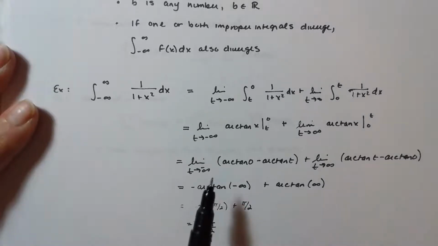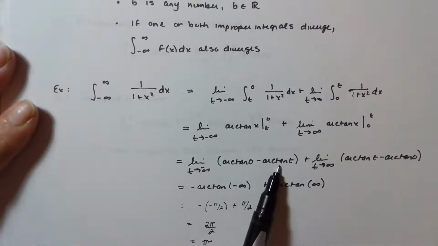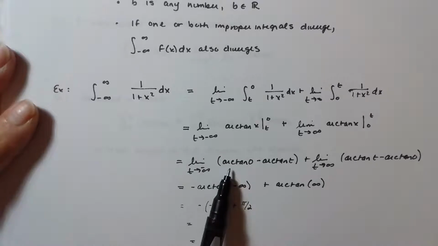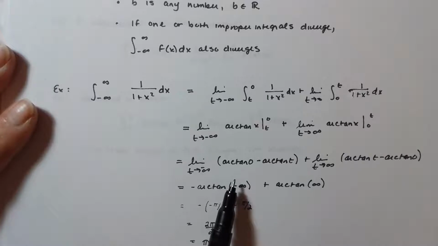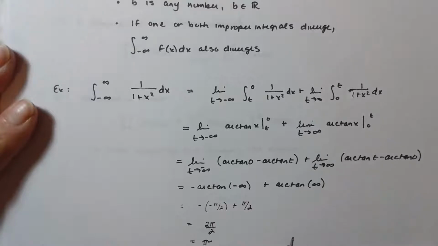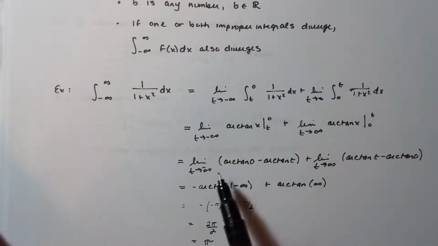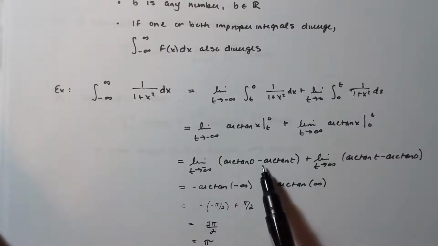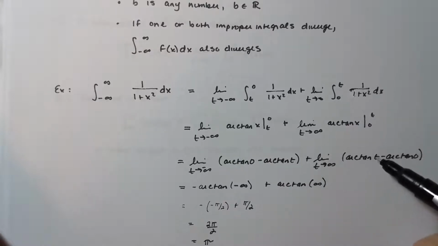And what happens is when I plug in those bounds, we have the arctan of 0 minus the arctan of t. Well, in case you don't know off the top of your head, the arctangent of 0 is 0. And over here, of course, we have the same situation. Just notice they're swapped. The sign is applied to the other one. So we have the limit as t approaches negative infinity of the negative arctan of t, plus the limit as t approaches positive infinity of the arctangent of t.